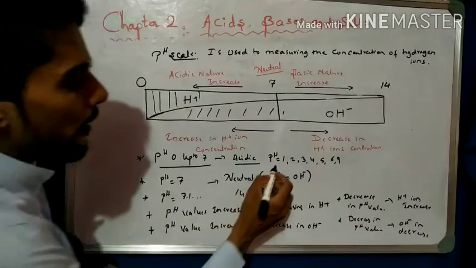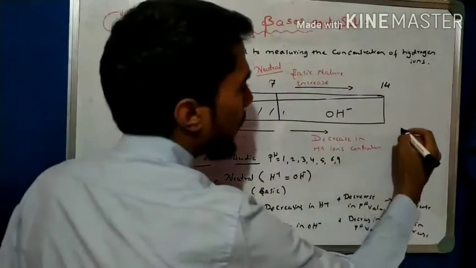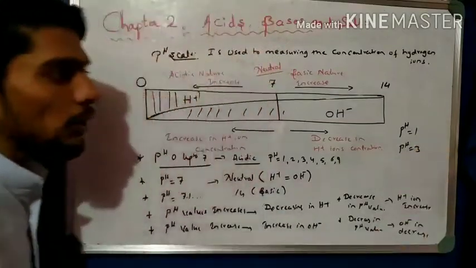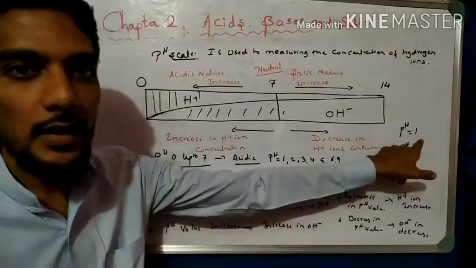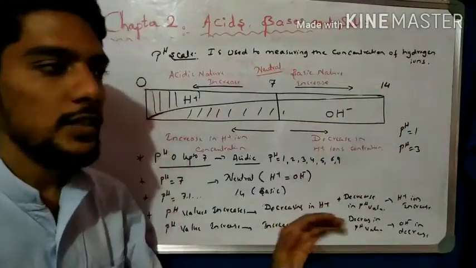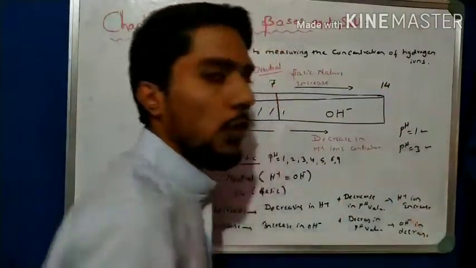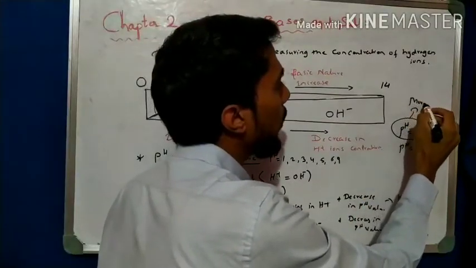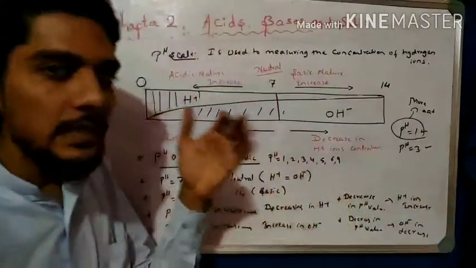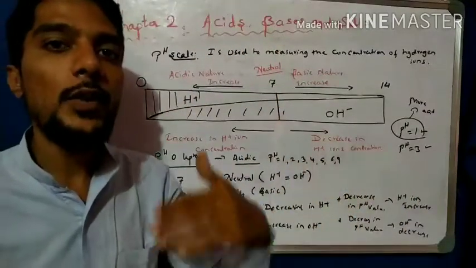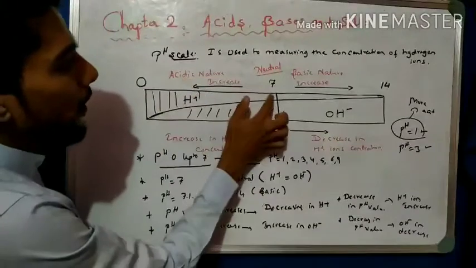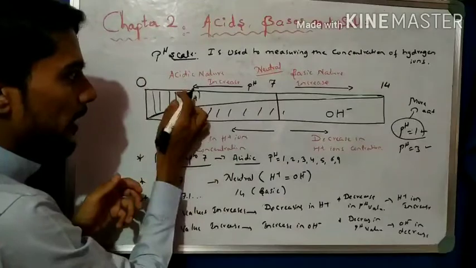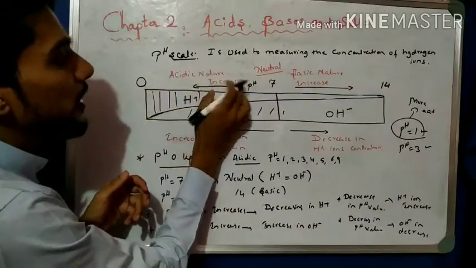For example, I take pH equal to 1 and pH equal to 3. Which is more acidic? Less pH value, more acidic. Between pH 3 and pH 4, which is less? 3 is the less, so it is more acidic. Decrease in the pH value means more acidity. Acidic property increases as the pH value decreases, in this direction of the arrow mark.